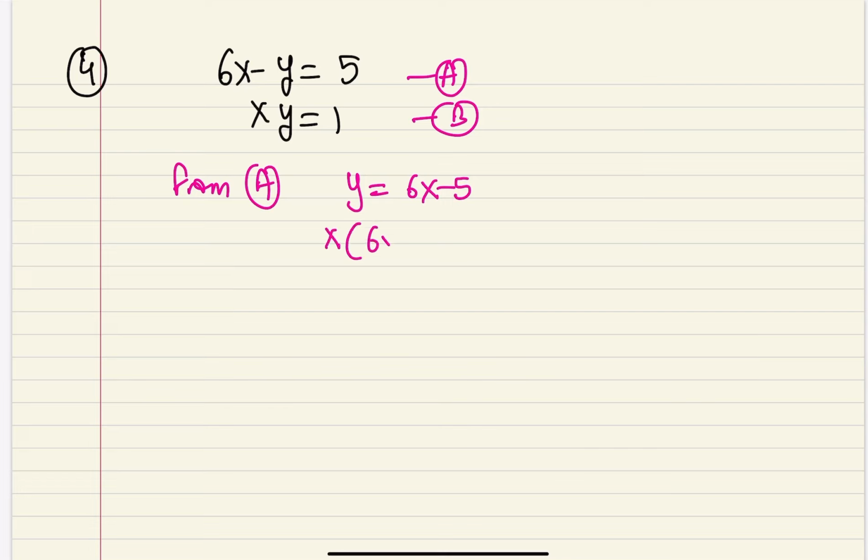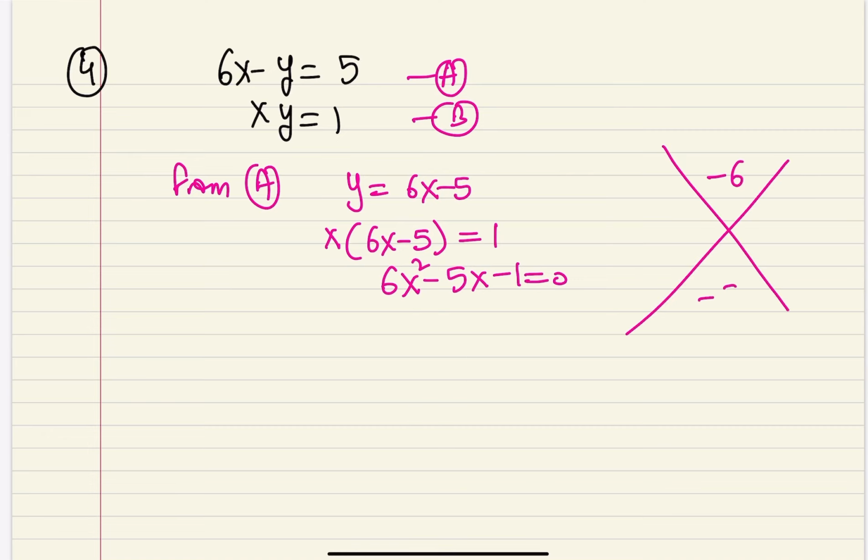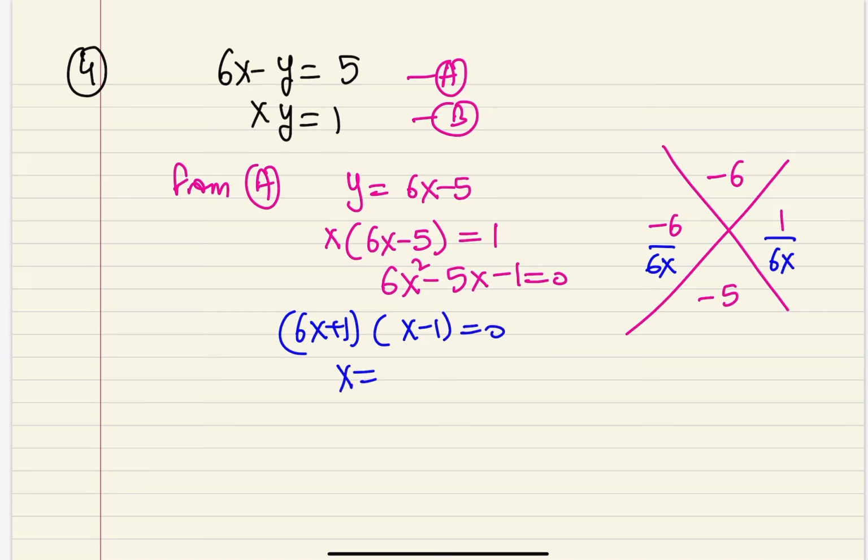So x times 6x minus 5 is equal to 1. Let's simplify. 6x squared minus 5x minus 1 equal to 0, putting it in nice form. And to factor this quadratic, I'm going to use the bottoms up method. So two numbers multiplying to give me negative 6, adding to give me negative 5, are negative 6 and 1. Divide them both by 6x and 6x. So factors are going to be 6x plus 1 and x minus 1. So x equals negative 1/6 and 1 are the two values of x that we got here.